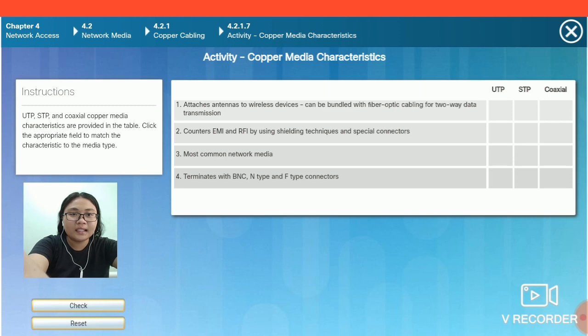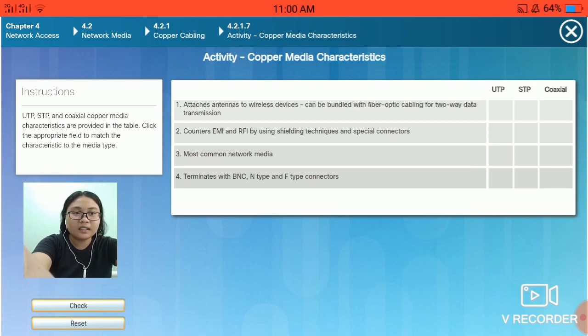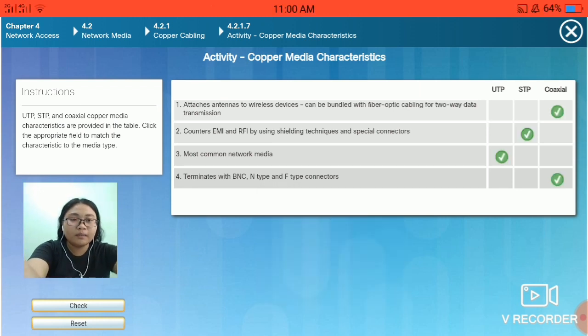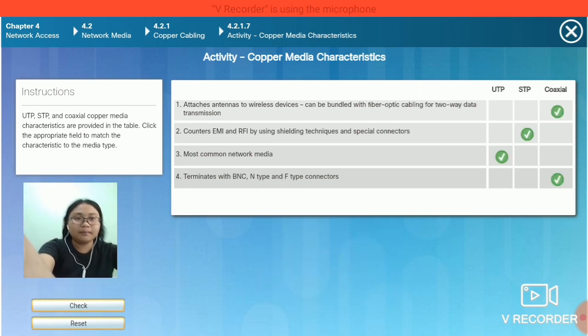First, attaches to antennas or wireless devices, can be bundled with the fiber optic cabling for two-way data transmissions. I think this is coaxial. Counters EMI and RFI by using shielding techniques and special connectors. I think this is STP. Most common network media. This is UTP. And the last, terminates with BNC, N-type, and F-type connectors. I think this is coaxial. Let's check if my answer is correct. All of them are correct, so I will explain each of them.